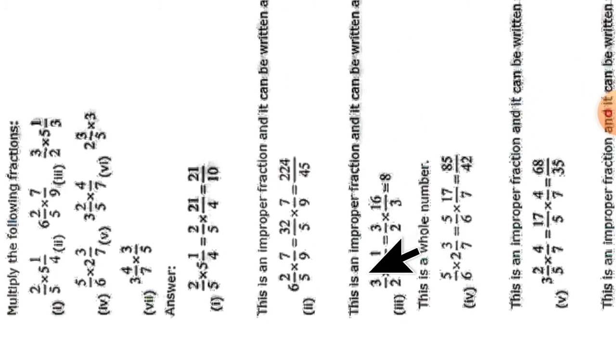Next one, 3 upon 2 into 5 integer 1 upon 3. 5 3s are 15, 15 plus 1, 16 upon 3. So 3 and 3 will be cut, and 2 8s are 16, so 8. This is a whole number.